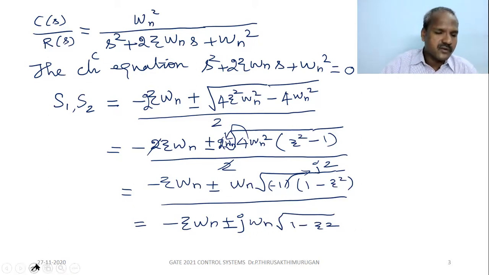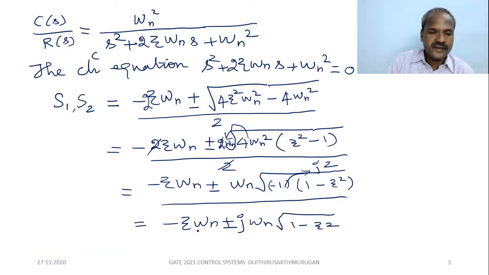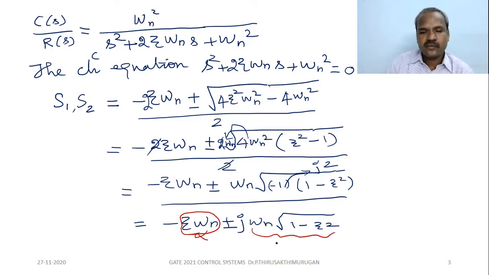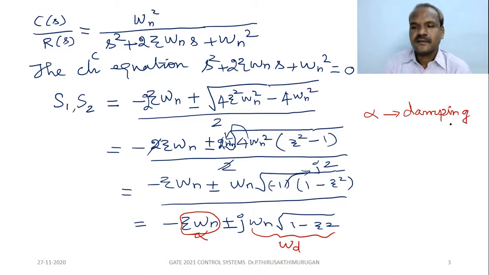Now I am going to represent a new parameter to simplify this equation. This term, minus zeta omega n, I am going to call alpha. And this term, omega n square root of 1 minus zeta square, I am going to put as omega d. So what is alpha? Alpha is called the damping factor.